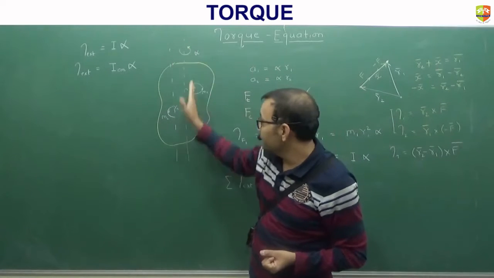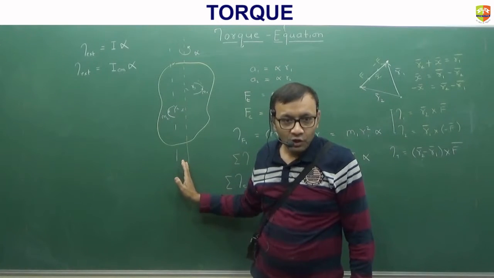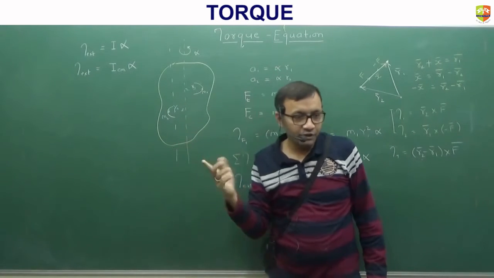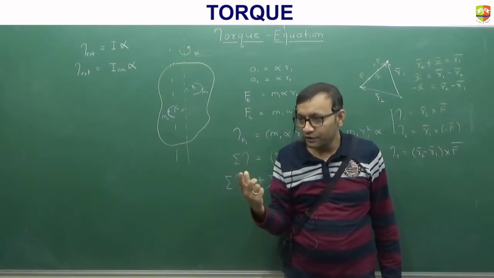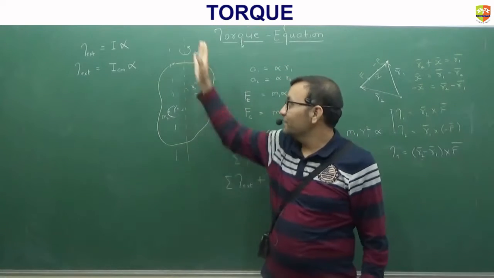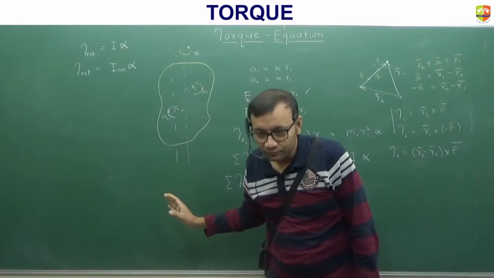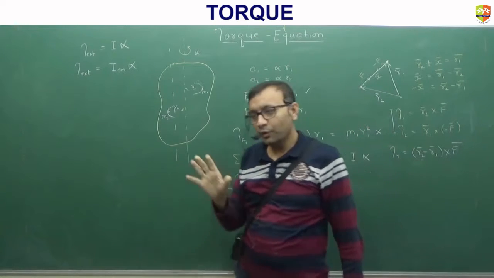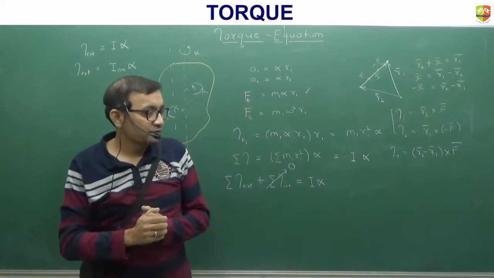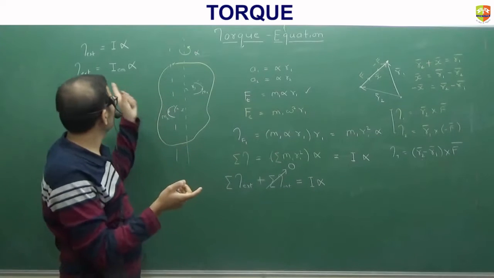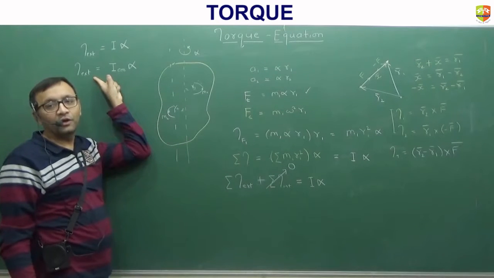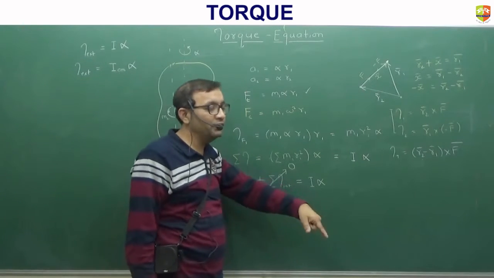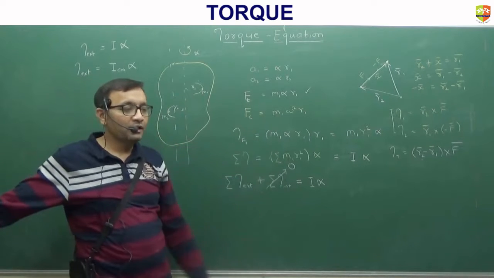See, this derivation assumes that this axis is fixed, right? So what you will do, you will stand on this axis and look at the entire rotation. When you look at the entire rotation, if it is fixed, no problem. But if this axis has an acceleration, you will have to apply the pseudo force. And that pseudo force's point of application is the center of mass. So then you have to use torque due to the pseudo force as well. But if your axis passes through the center of mass, then torque because of that pseudo force will be zero.